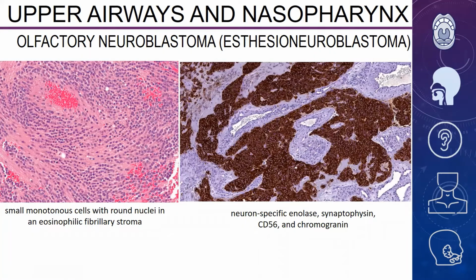Other neuroendocrine markers, such as NSE, CD56, and chromogranin, are likewise positive. Depending on tumor stage and grade, combinations of surgery, radiation therapy, and chemotherapy yield 5-year survival rates of 40 to 90%.